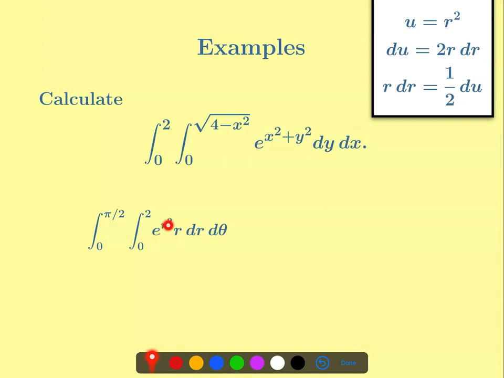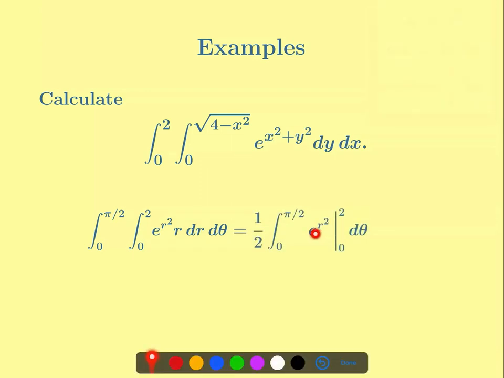This becomes e to the u. So we're integrating e to the u du, and there's an extra 1/2. But we're just going to get 1/2 e to the u, and u is r squared, so we're going to get 1/2 e to the r squared, where r goes from 0 to 2. Don't forget to plug in the 0, because e to the 0 is 1, but when we plug in the 2, we get e to the 4th power, so we have e to the 4th minus 1.